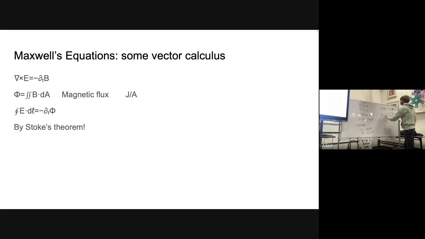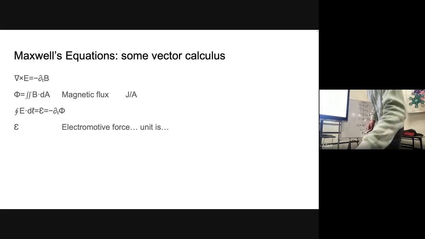So the line integral around any particular surface, the electric field dot dl, equals the change in time of the electromotive force. That's called Stokes' theorem. So the first integration makes the curl go away.